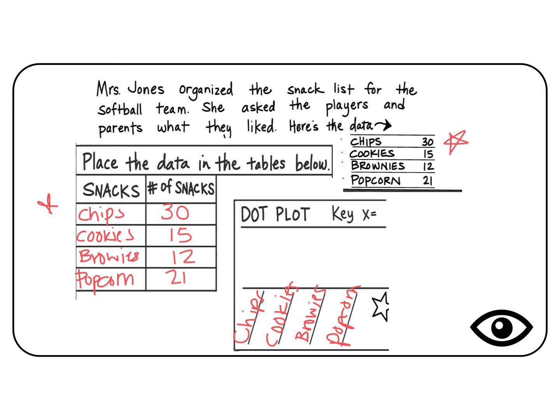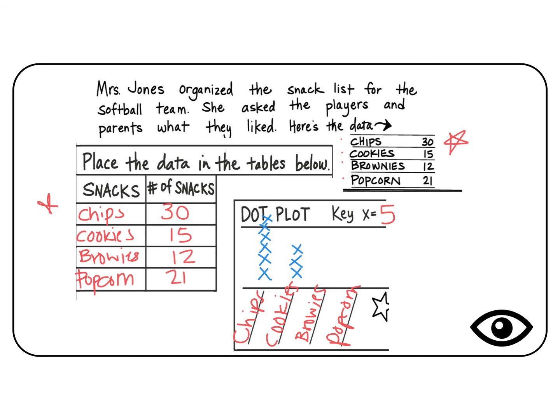Now, I don't want to draw 30 X's for every time that I had a chip, but I'm going to use a key. Each X that I draw is going to be worth 5. If I have chips, and that's 30, then 6 times 5 is 30. So above chips, I'm going to put 6 X's to show how often chips occurs. 1, 2, 3, 4, 5, 6. Cookies had 15, so 5 times 3 is 15, so it will only get 3.